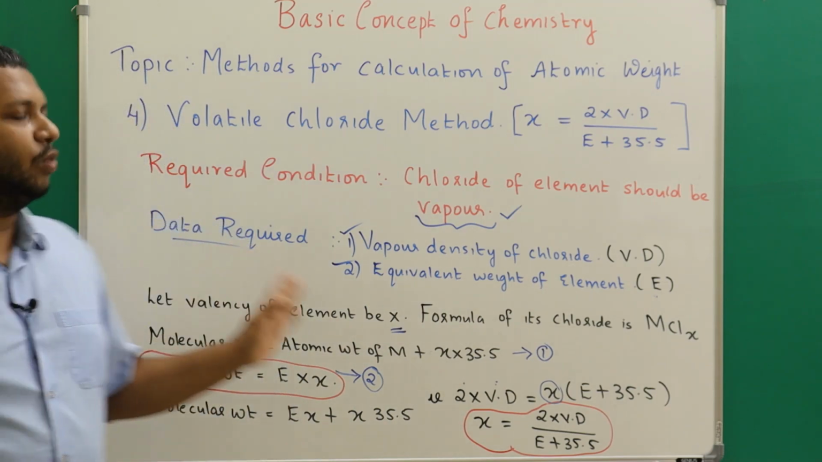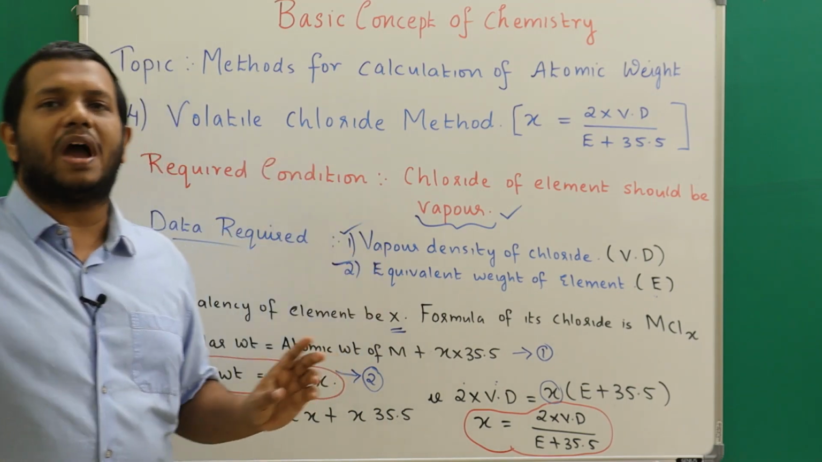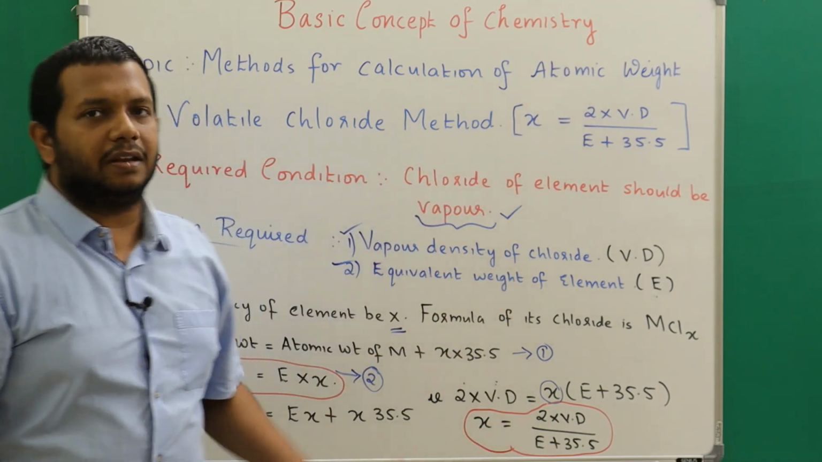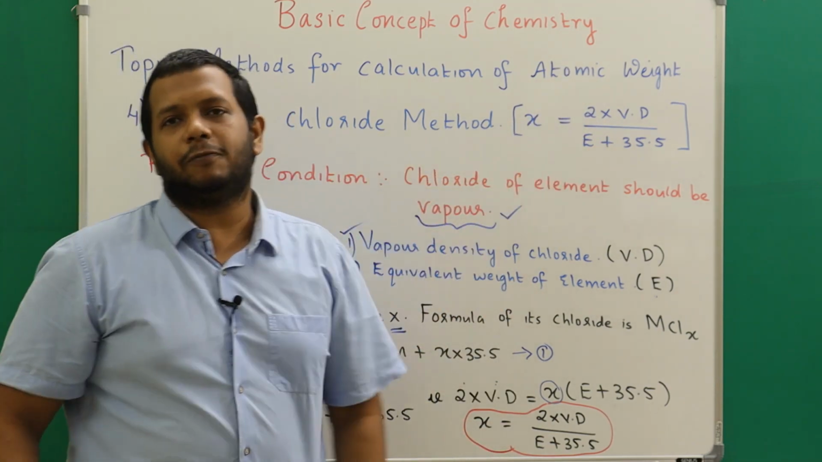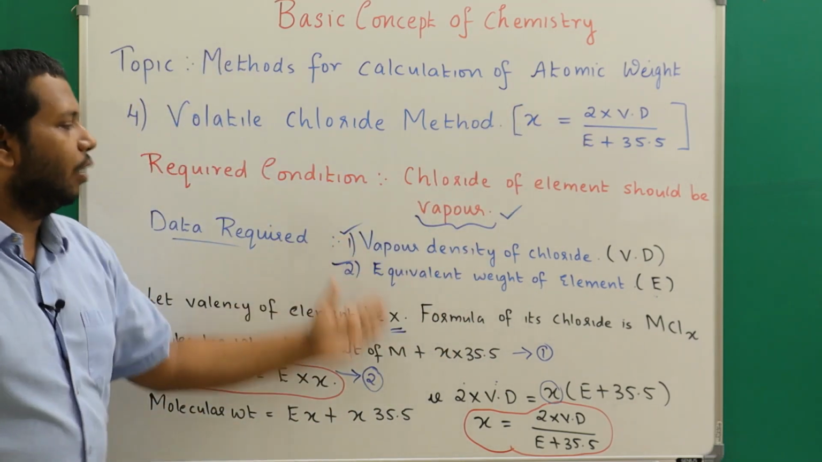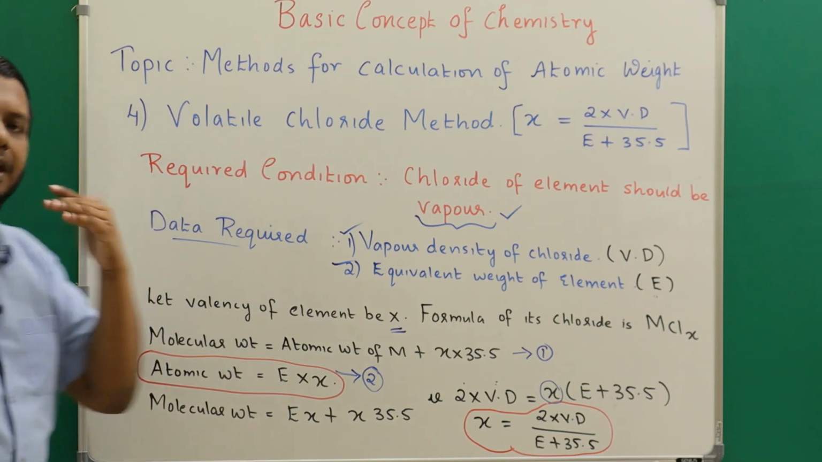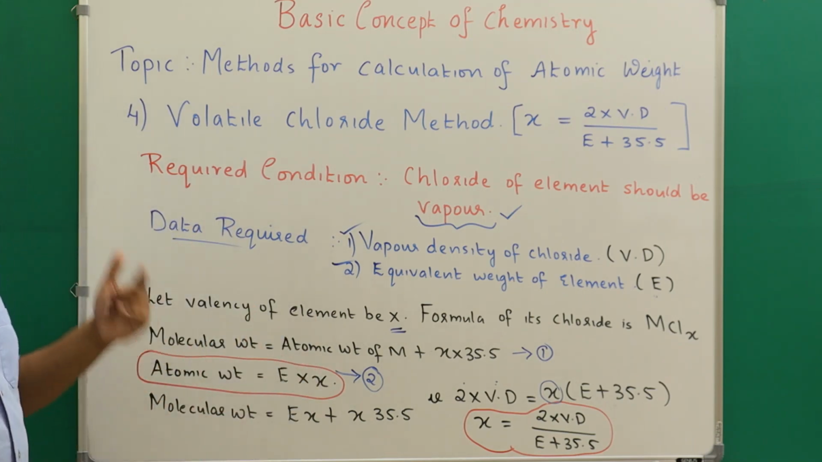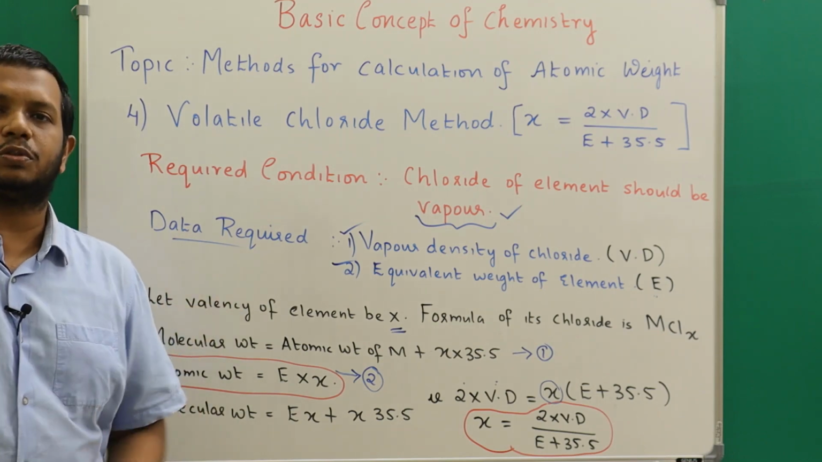To calculate the atomic weight, it is mandatory to have equivalent weight into valency. The valency can be calculated by 2 times the vapor density divided by E plus 35.5. Either you can remember the formula or you just know how it is derived, so that it will stay in your mind how to do that. I hope you understood. We will do one question based on this and then we will switch to the next method.